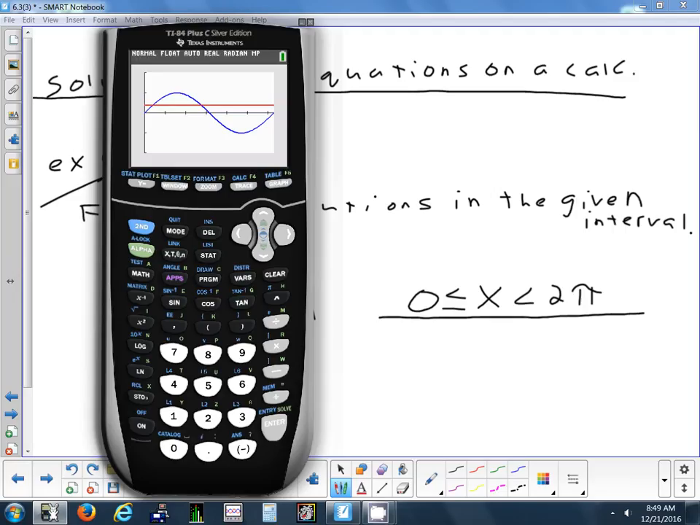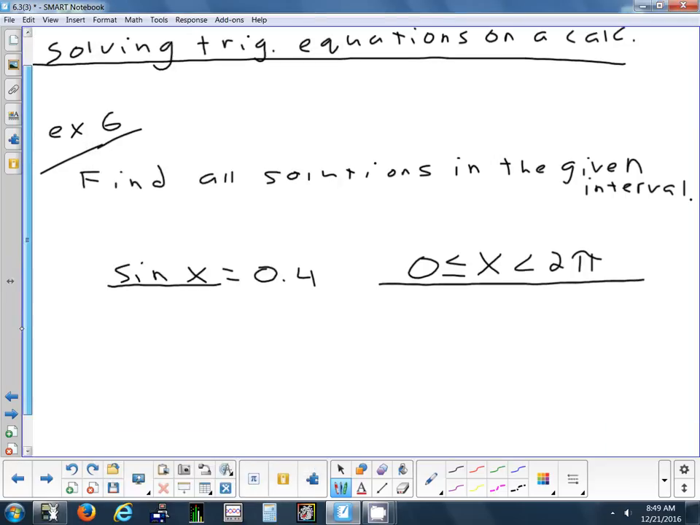What are the buttons I press to find the solution? Second, calc, intersect. And then just go closer to your first point. If someone else can do the second point, that would be helpful, the one closer to the middle of the screen. The one on the left is about 0.41.